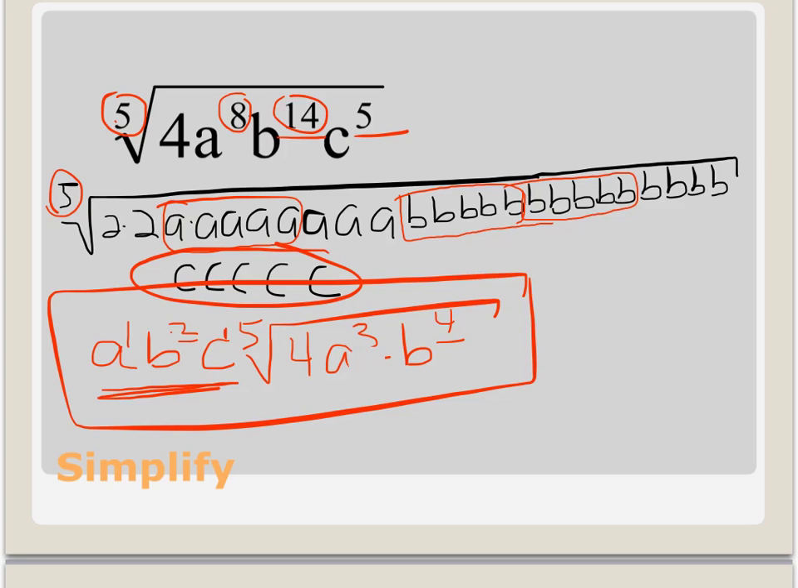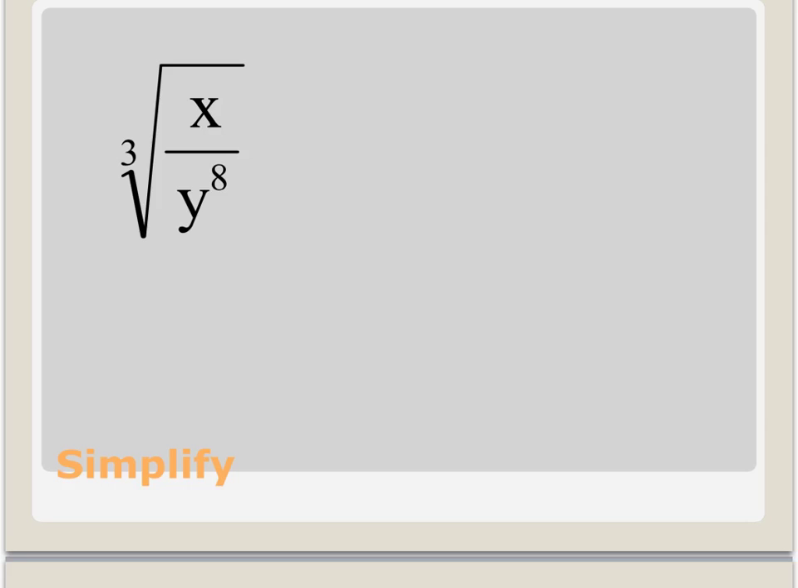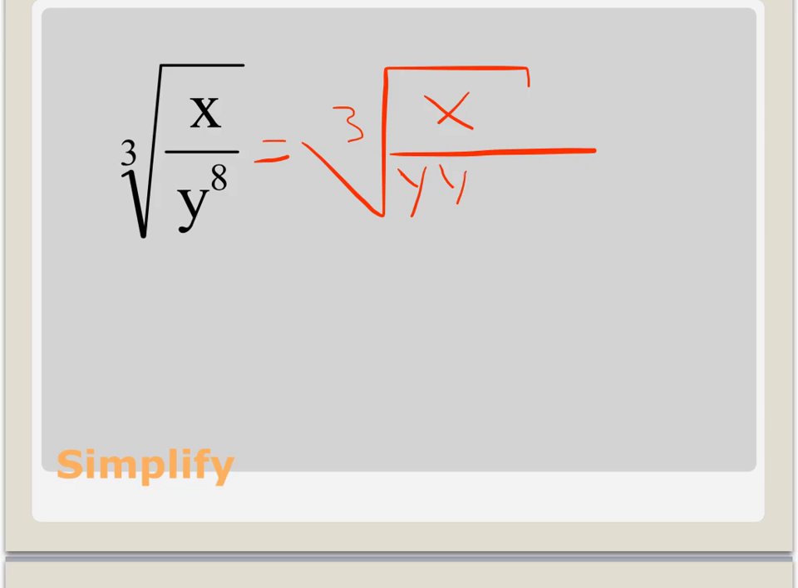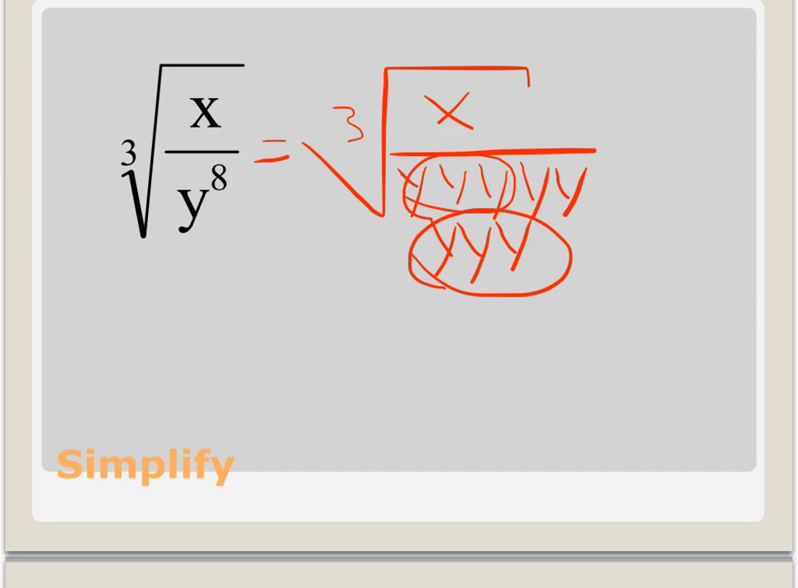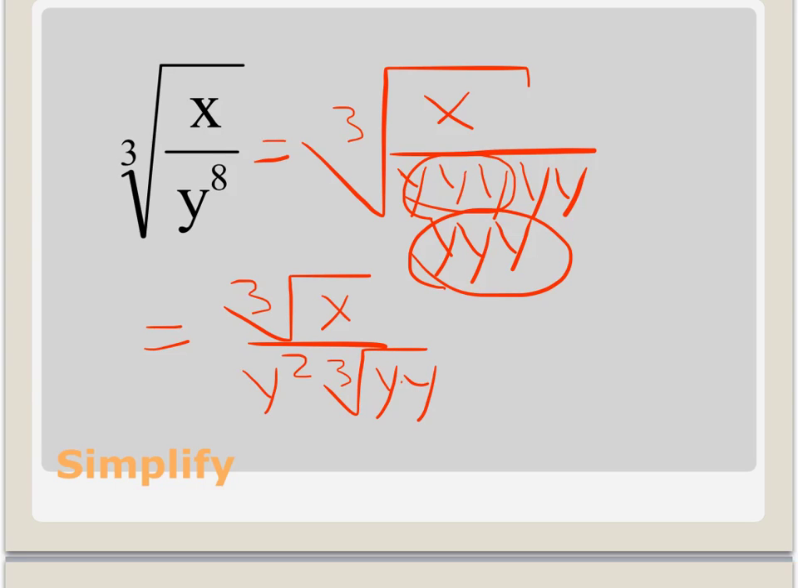So depending on how you want to think about it is completely up to you. Remember, in my class, I don't care how you get to the right answer as long as it makes sense. And so here's the last one. So the 3rd root of x, can't factor that. Y to the 8th, 1, 2, 3, 4, 5, 6, 7, 8. I have a set of 3 y's here, another set of 3 y's here. So those two can move to the outside. But I still have 2 y's left on the bottom.